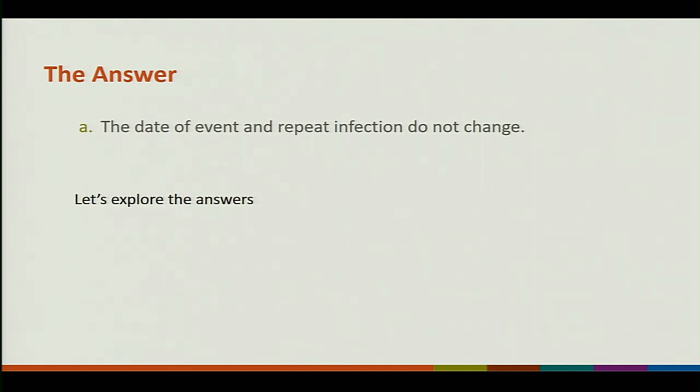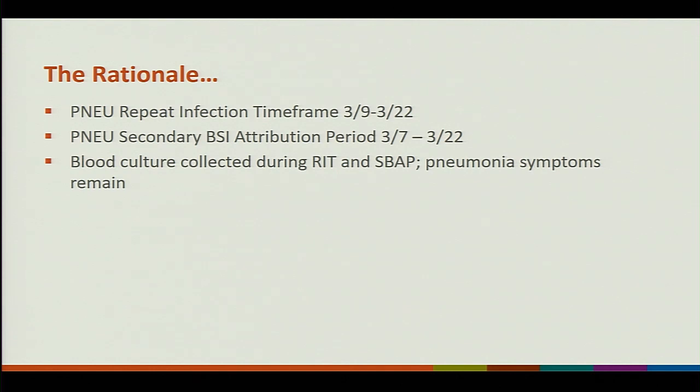Okay, so let's explore the answers. Pneumonia 1 sets a repeat infection time frame on March 9th through the 22nd. During the RIT and the secondary BSI attribution period, or SBAP, a positive blood culture is collected with Staph aureus and the patient continues to have symptoms of pneumonia. It's reasonable to consider that the patient may still have pneumonia and the BSI is secondary to that. Pneumonia 2 and pneumonia 3 are the only pneumonia criteria to which a BSI may be secondary. However, one of the two secondary BSI scenarios must be met.